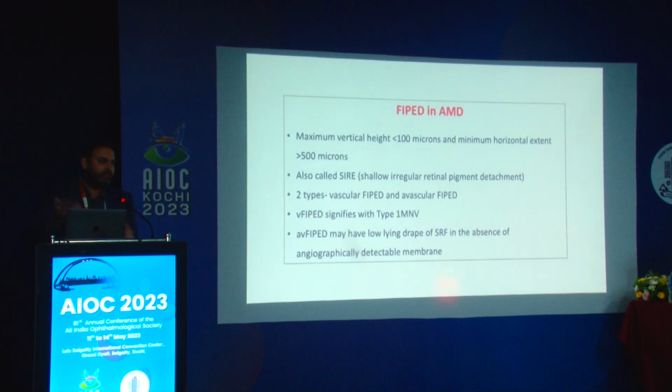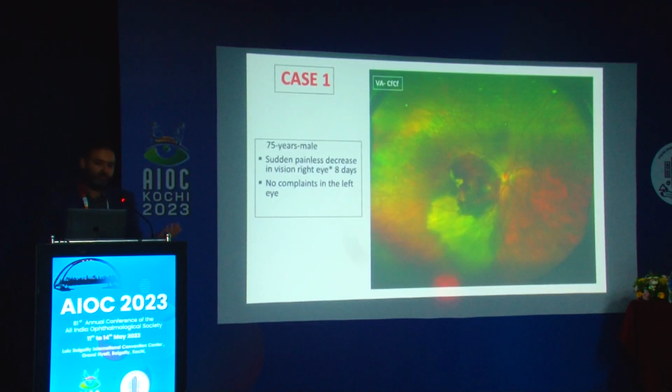So it could be 500, 1000, 1500, but it has to be at least 500 microns in extent. And because it's flat, it has to be low, so not more than 100 microns, right? It could be vascular, it could be avascular. I'm just going to show you quickly both examples, time permitting, and see how they differ and what's similar. And because this is AMD, I'm just talking about FIPED in AMD and not CSC and other things.